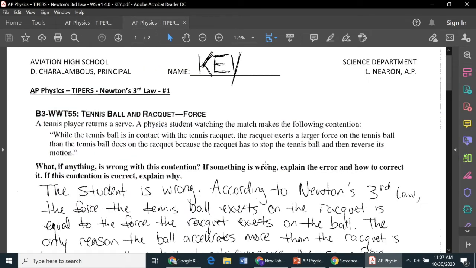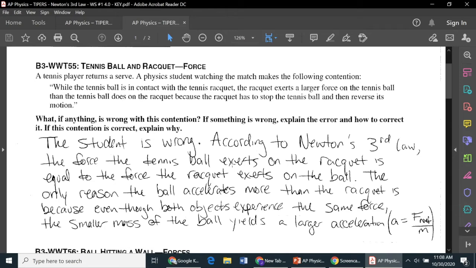And so what we can say here is this student is certainly wrong. According to Newton's third law, the force that the tennis ball exerts on the racket is equal to the force the racket exerts on the ball. Of course, they're in opposite directions. The only reason the ball accelerates more than the racket is because even though both objects experience the same force, the smaller mass of the ball yields a larger acceleration. Take a second to pause this video here and write that down, or amend your explanation to add whatever may have been missing from your explanation. And when you hit play, we'll write a note about that.